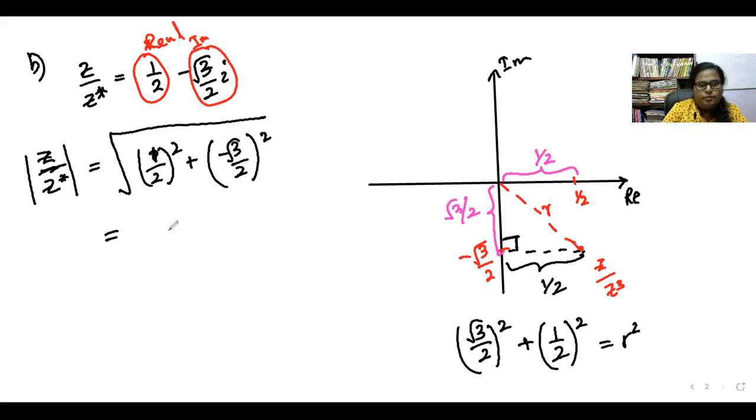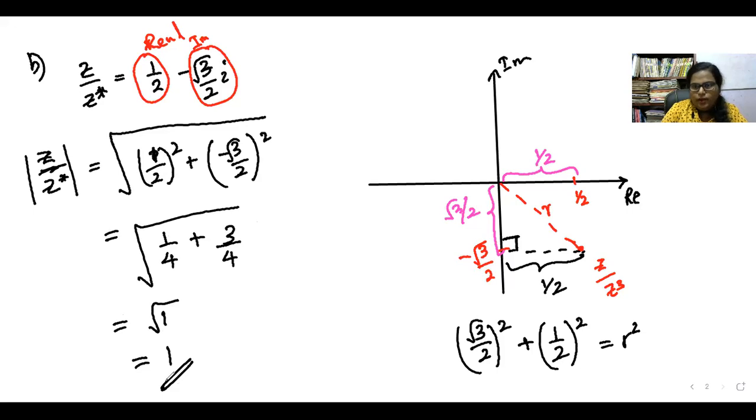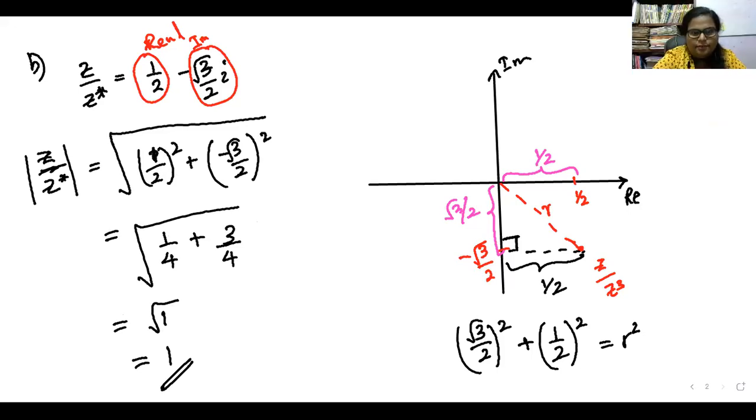When you simplify this, you end up with the square root of 1 over 4 plus 3 over 4, which is square root 1, so it equals 1. So the modulus value of this complex number becomes 1 here, right? Then we'll see the next part of this question, which has the Argand value. I will explain these things in the next part.